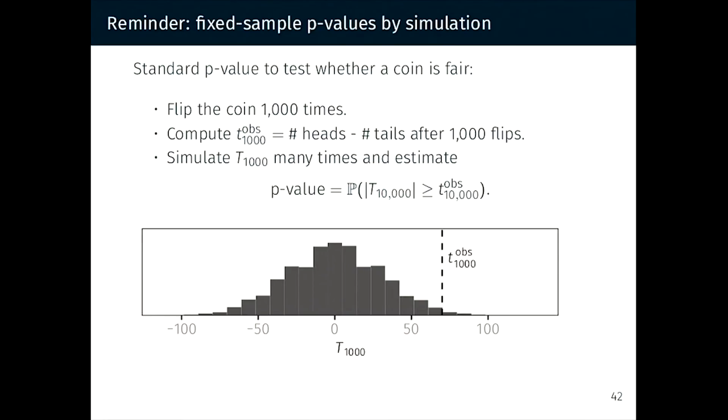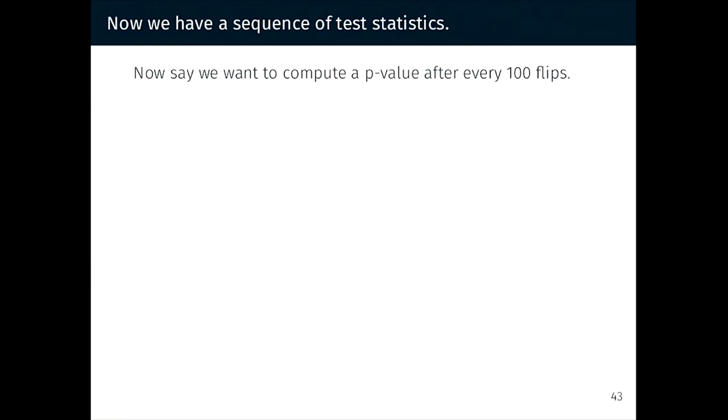If I want to compute a p-value for whether a coin is fair, what I'm going to do, say, is flip the coin 1,000 times and compute this t-obs, my test statistic, which is going to be the number of heads minus the number of tails after 1,000 flips. With a fair coin, I expect that to be, on average, equal to 0, so centered around 0. And in order to figure out what its spread is, I'll just simulate many times 1,000 flips of a fair coin on the computer, compute this test statistic, T1000, make a histogram, there it is, compare my value of T-obs, and look at how often I got a value larger than that. That'll be my p-value. And so, for example, here, if I had 70 more heads than tails, I might get a p-value of 0.03, roughly.